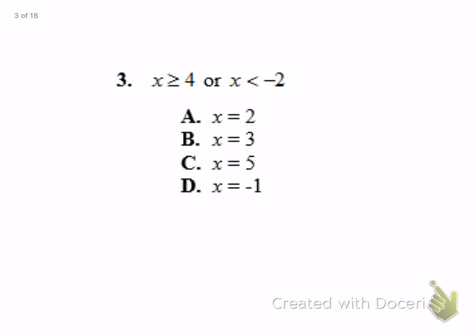Number 3 is an or, so we can have it be bigger than 4 or less than -2. We can eliminate answer choice A because that is bigger than -2 and less than 4. We can eliminate B, x equals 3. Letter C, x equals 5, is bigger than the x is greater than or equal to 4, so C would work.